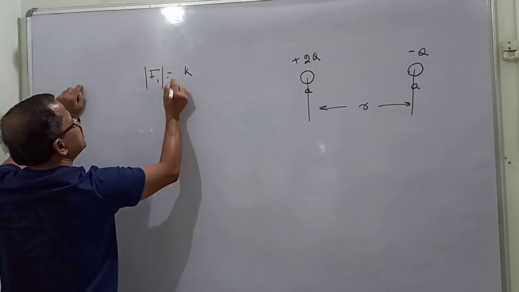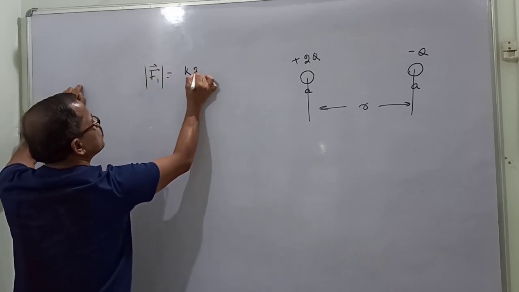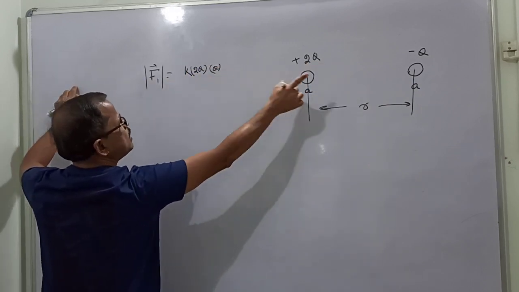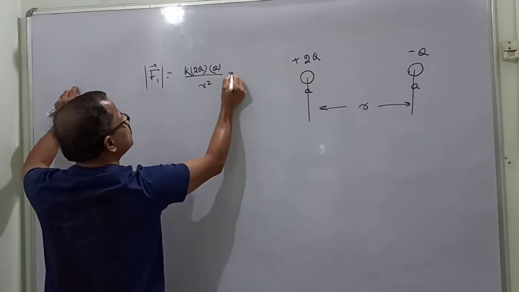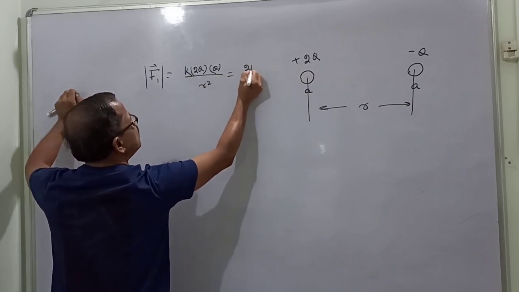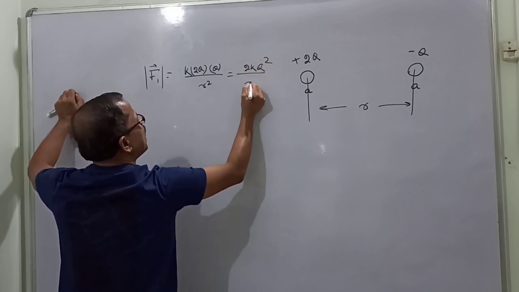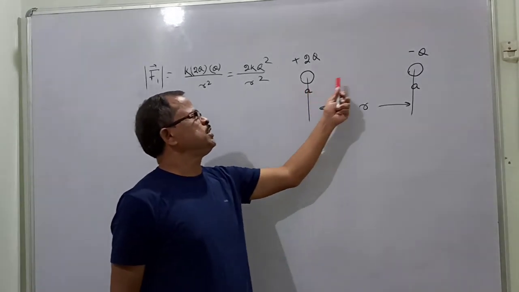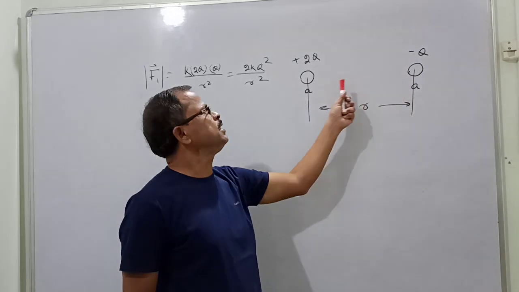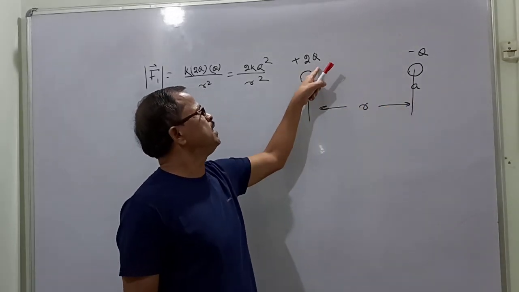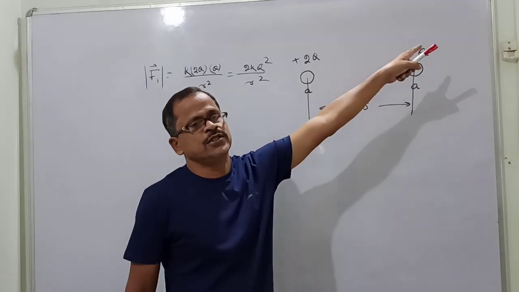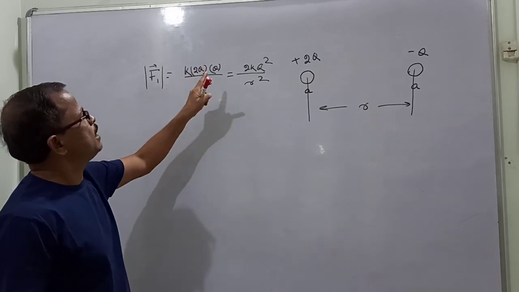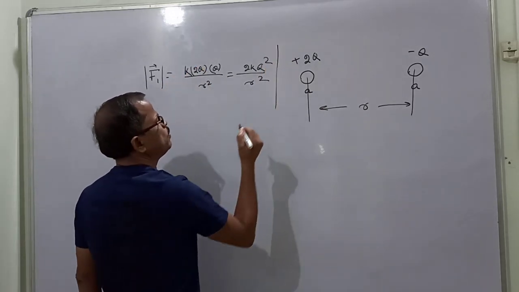The magnitude of the force is equal to K, 2q, and the other charge is q. Magnitude means only magnitude, divided by r square. So the magnitude of the force is equal to 2k q square by r square. This is the force between them. Again I am explaining: there are two spherical charges, and both spheres have radius a. This is charge 2q, this is charge minus q. Distance between them is r. The force between them is k q1 q2 by r square, Coulomb's law.